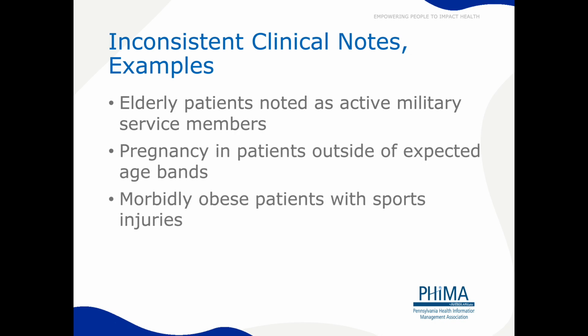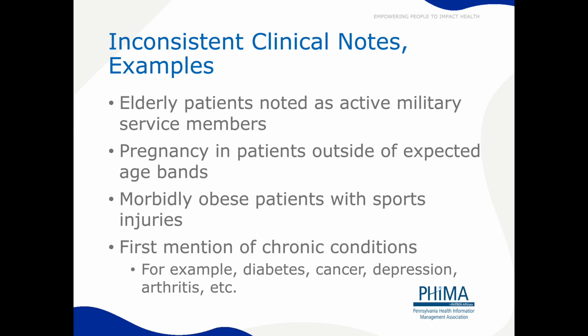Sports injuries for morbidly obese patients, for example, might indicate an incorrect encounter. Might not, but it could. Or the first mention of a chronic condition such as diabetes, cancer, depression, arthritis, etc., that seems to be more of a checkup rather than a first diagnosis is of importance for discovering overlay data. We can also take a different and complementary approach to finding the clinical encounters with errant data.